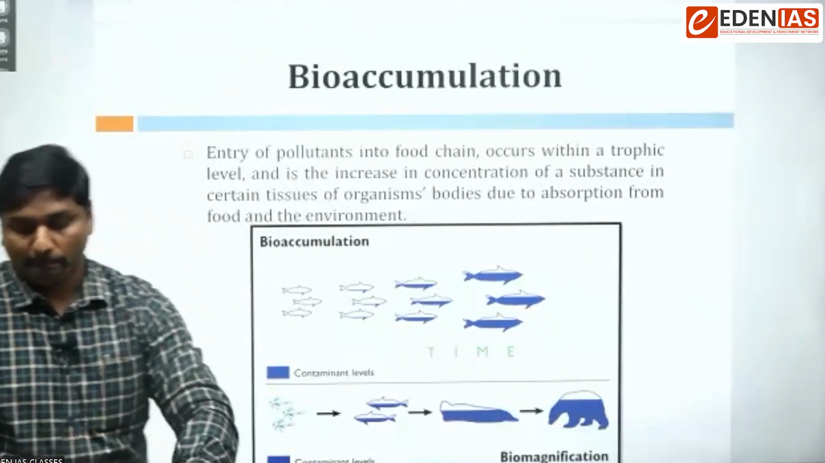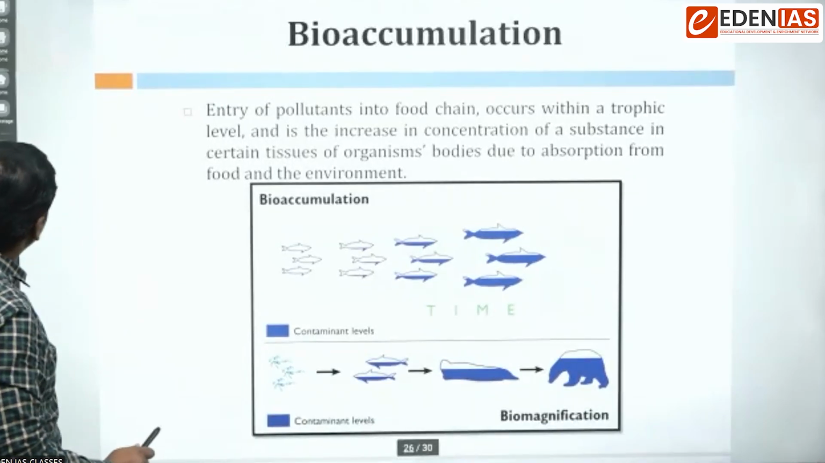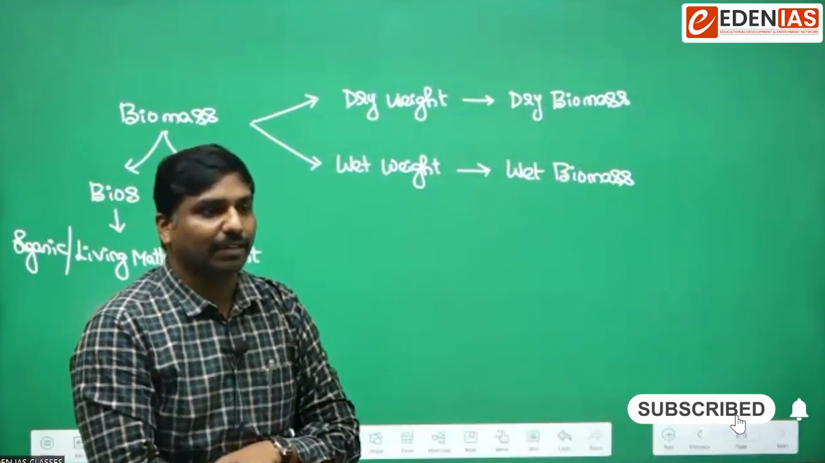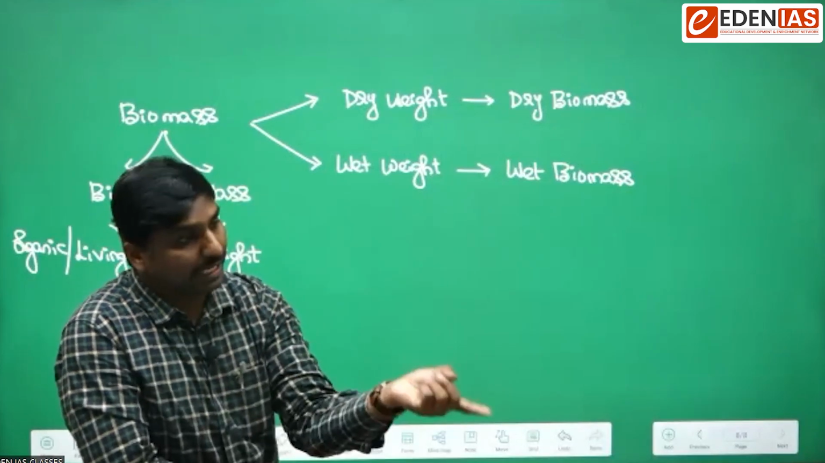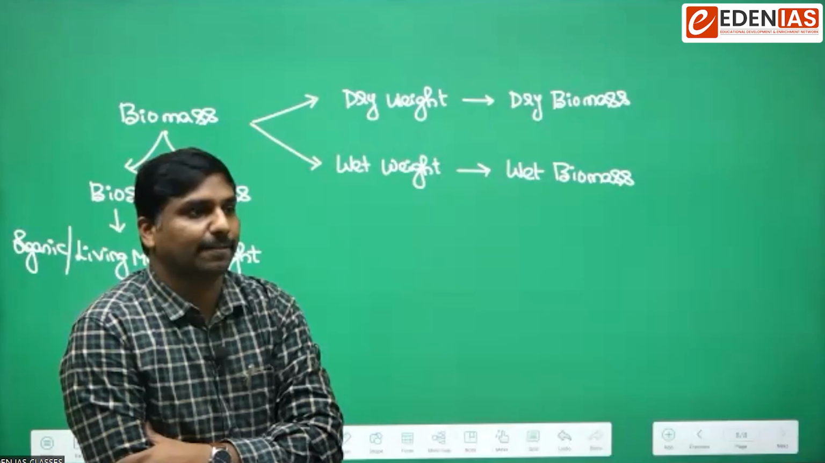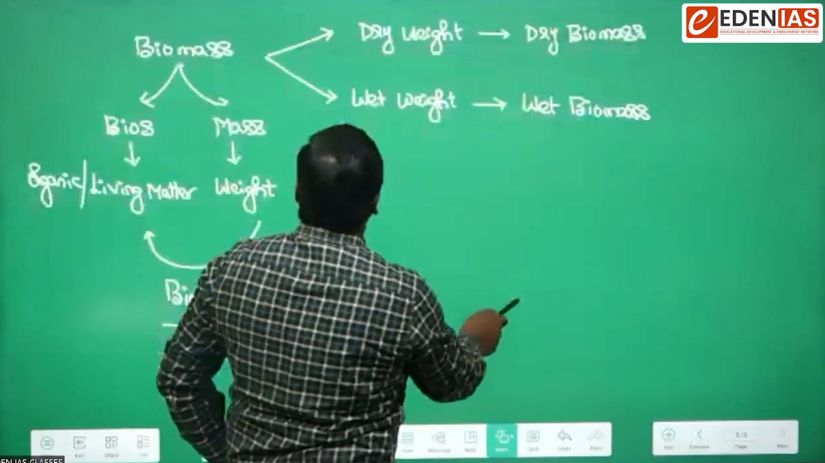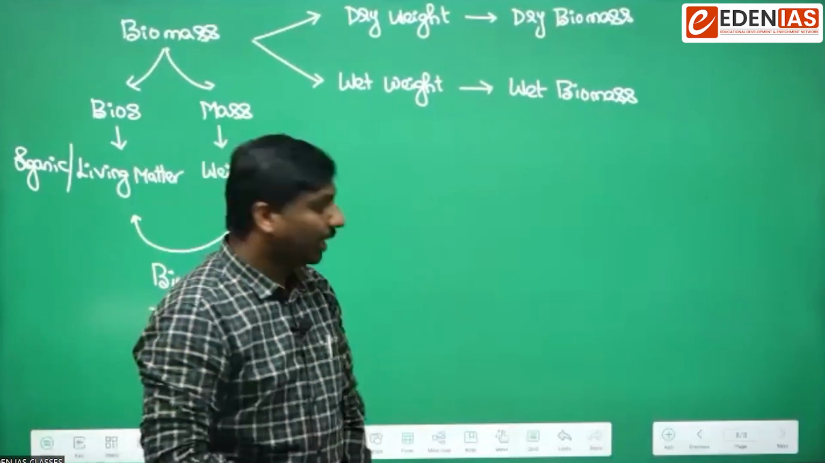So now we were talking with respect to the transfer of energy from one level to another. And in a food chain, there is a specific sequence in which an organism feeds on another organism. Based on this, there are some other terms called bioaccumulation and biomagnification.